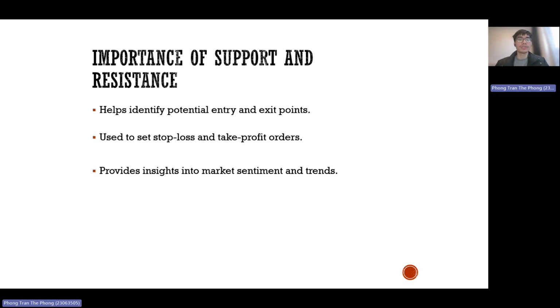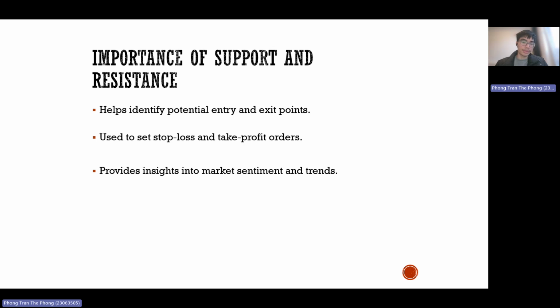So what is the importance of support and resistance? Firstly, it helps to identify potential entry and exit points. When the price approaches support or resistance, it will do one of two things. First, it will bounce off those levels, and it confirms the strength of the support and resistance line. Or it will violate those lines and break either below or above, so it confirms the strong momentum.